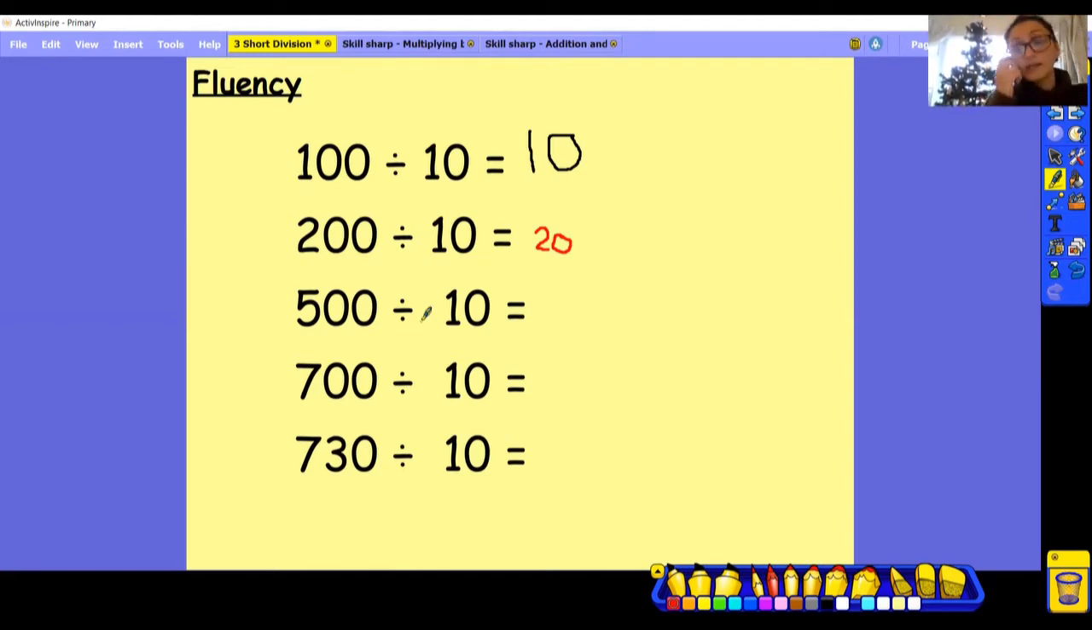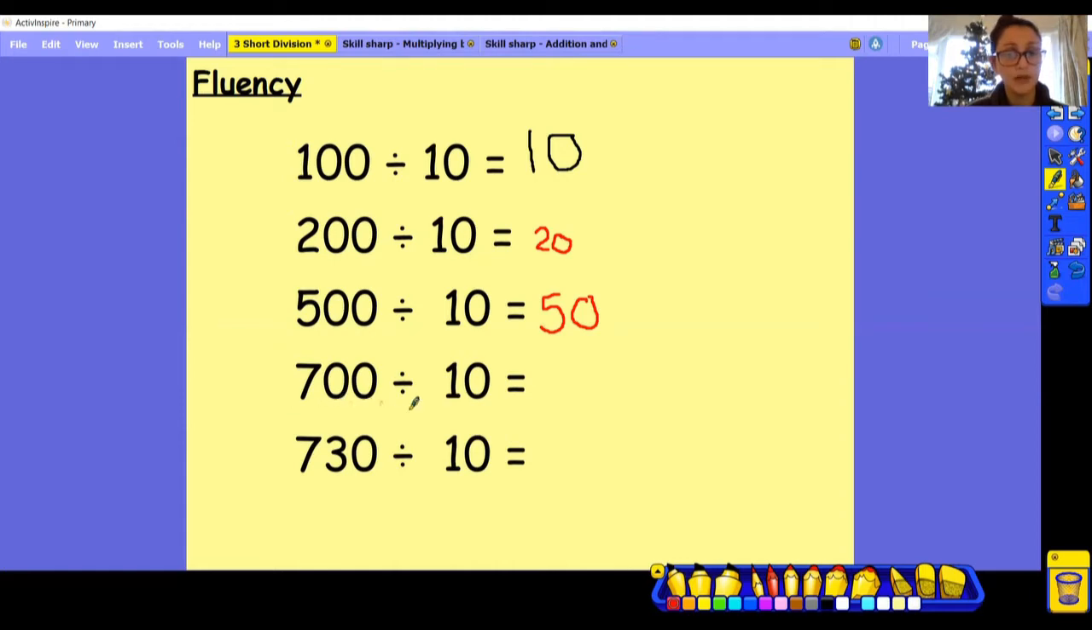So welcome back. We've got 500 divided by 10. So we need to make this 10 times smaller than it was before when it was 500. So 500 10 times smaller would be 50. Well done if you managed to get that at home.